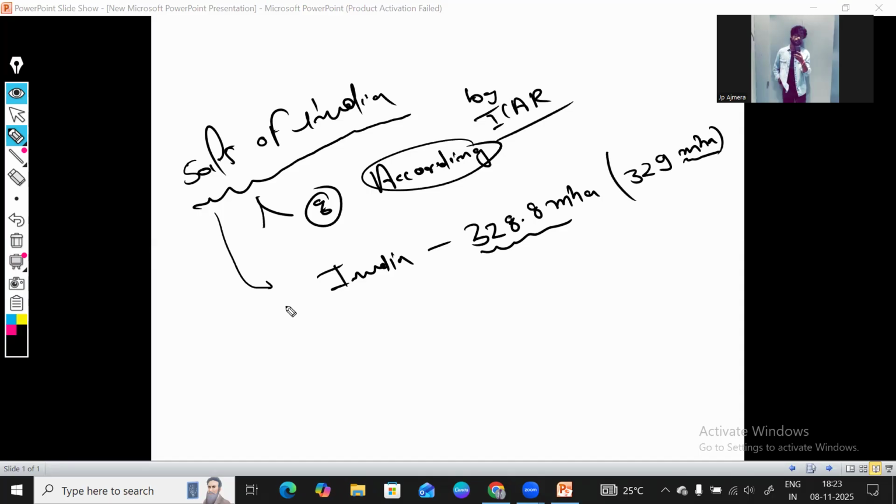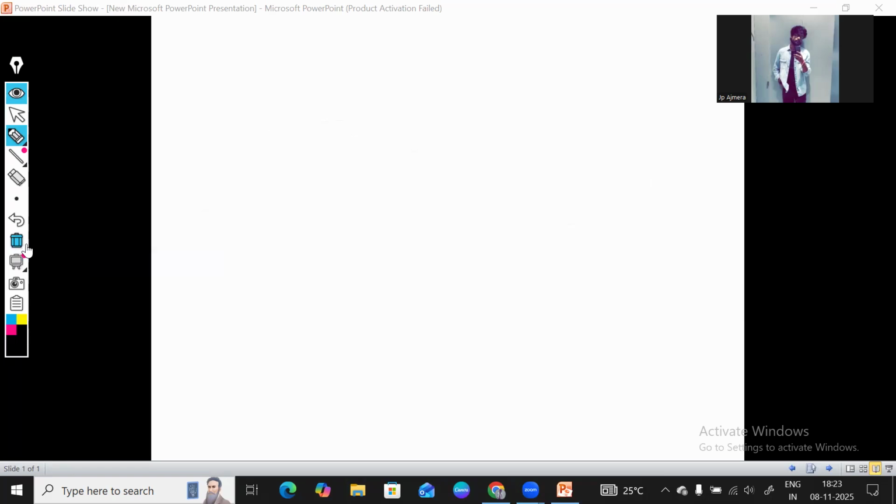For a deeper study you may refer to latitude and longitude as well, but I don't think there is a need to describe that here. So there are eight types of soil that we have in India according to ICAR. The first soil, which is very important and which we are going to cover, is the alluvial soil.